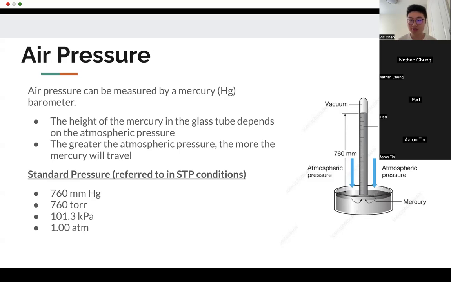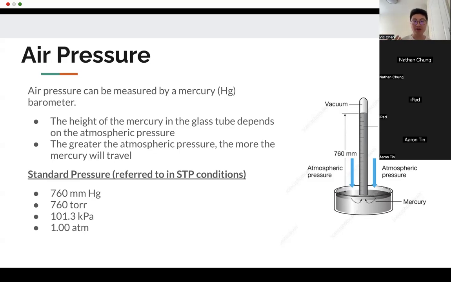Now, the way this works is that the atmospheric pressure will act on a pool of mercury. And from there, the mercury will travel up that tube that you see in the diagram because the atmospheric pressure was applying pressure to the exposed mercury. And from there, the distance that the mercury traveled up the glass tube was referred to as the pressure of the atmosphere.